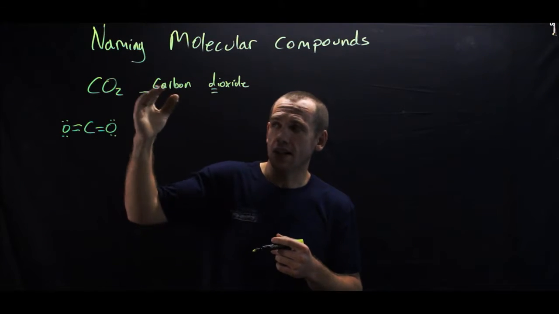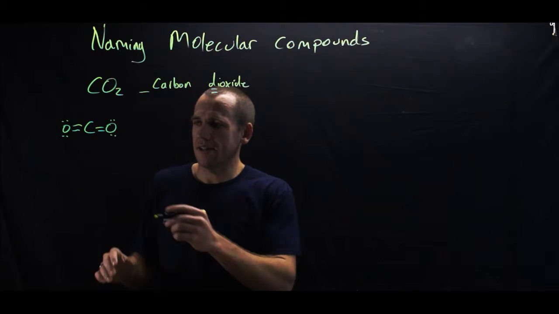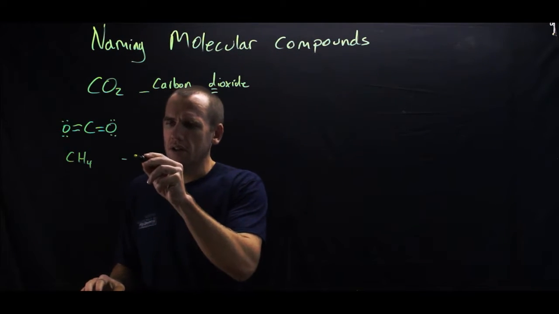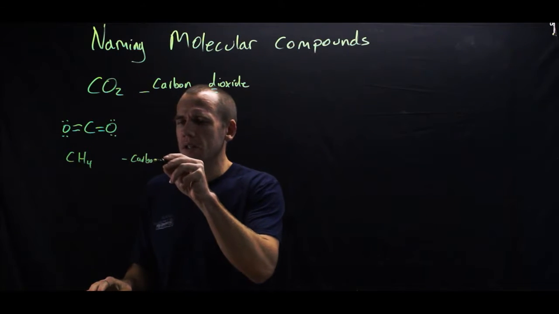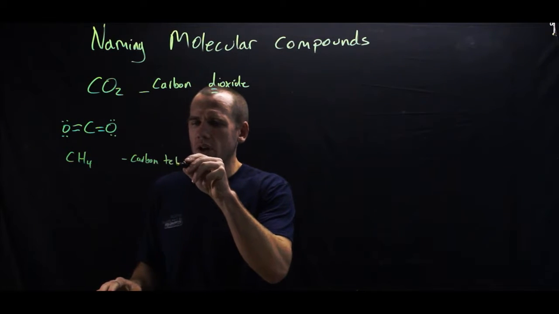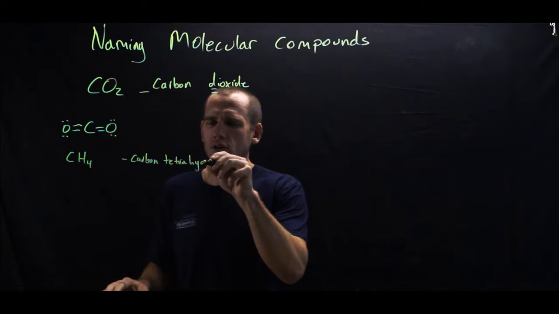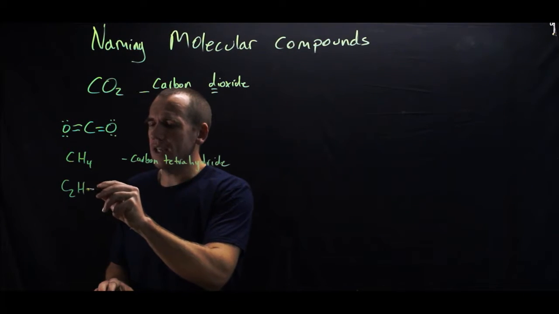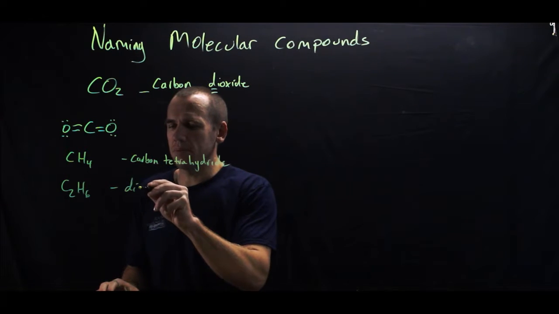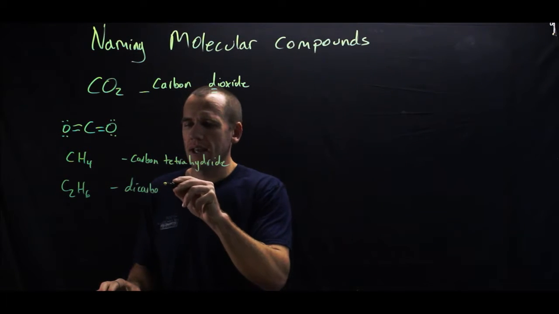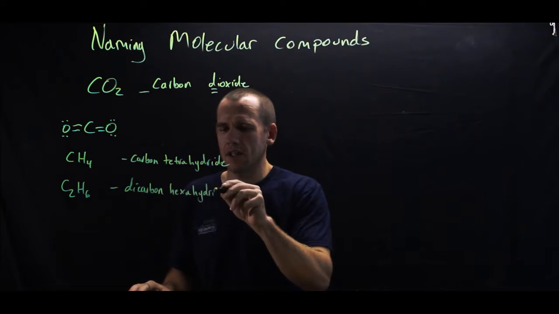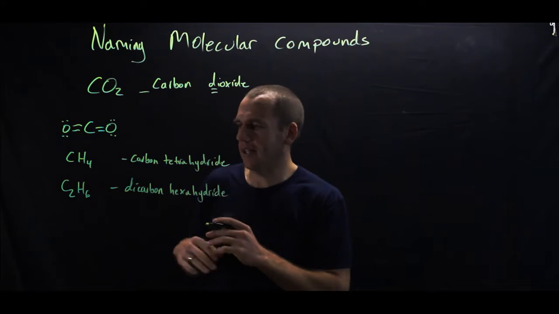Otherwise, it does. So we'll look at, say, something like CH4, which is carbon tetrahydride. Or we could look at C2H6, which is dicarbon hexahydride. These also have other names if you use organic naming rules.